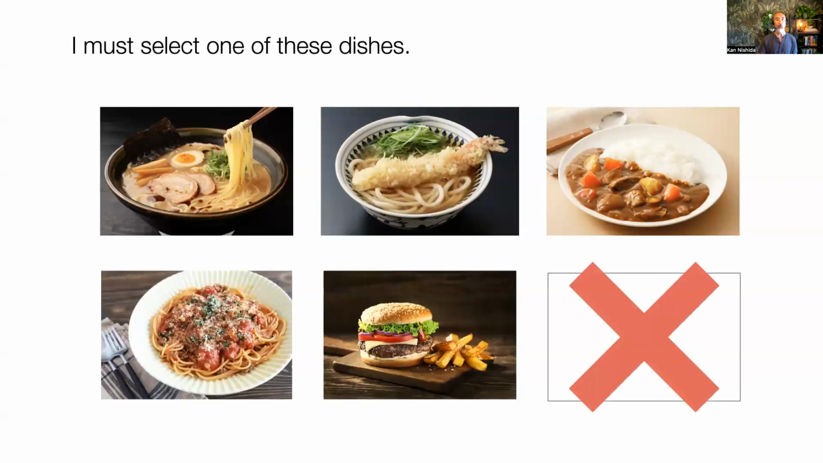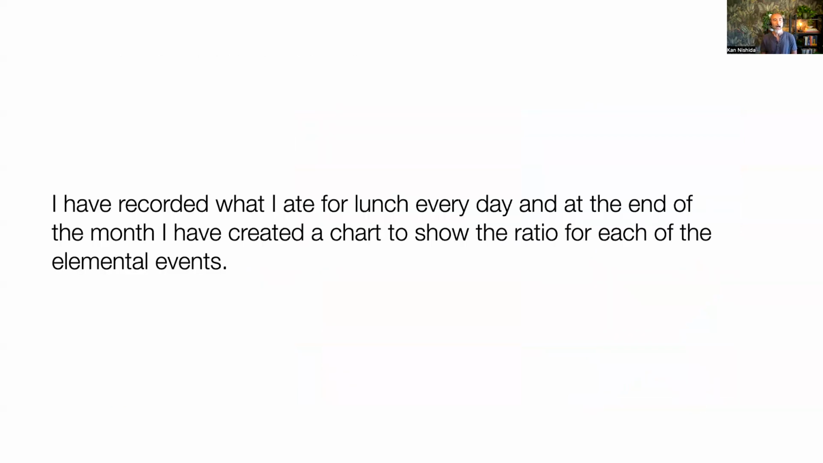So what that means is, when it comes to lunch, I have to select one of these. I cannot just say, hey, I'm not going to select anything, or I'm going to select something else. If we are talking about the probability of these 5 elemental events, and what is going to happen with what percentage or probability, then I have to select one of them. Okay, that's kind of obvious. So instead of guessing around, I wanted to know which one I tend to pick for lunch.